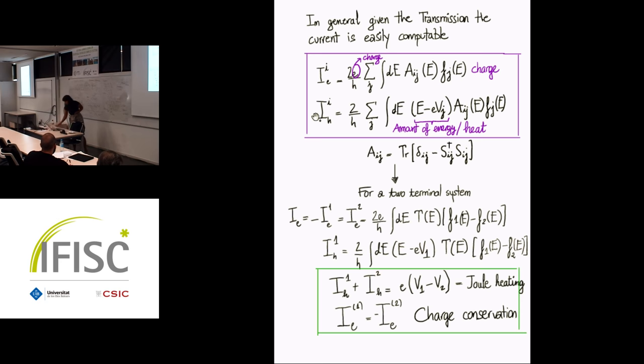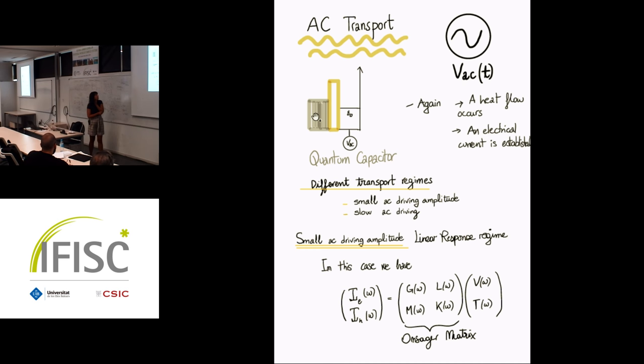But the previous discussion was about the stationary state. Now, if we are applying an AC potential, an AC field, for instance like here, this is the simplest system that we can imagine. We can even remove one of the reservoirs. In that case, this system behaves like a quantum capacitor, because now we are forcing the system with an AC field. Okay, and now we are going to see why we call this a quantum capacitor.